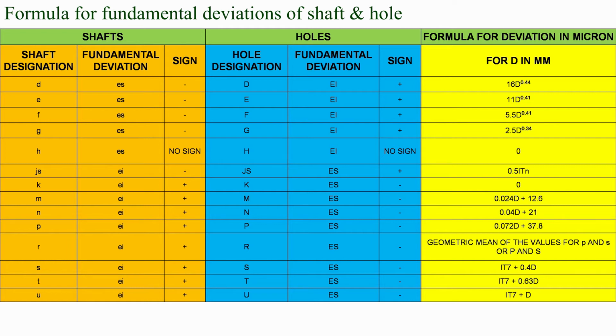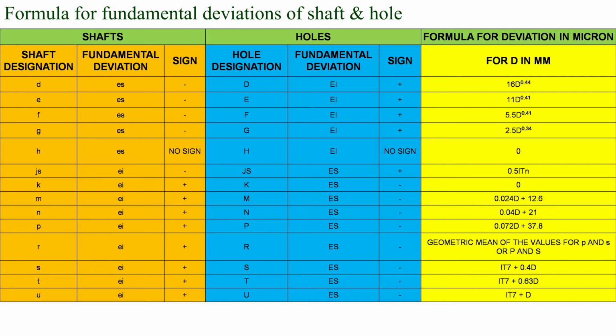This is the first chart we are going to refer. In this chart, we have 25 fundamental deviations which are given for holes from A to ZC, capital letters, and for shafts from small a to small zc, we have the basic ranges given. Small d and capital D equals 16 d to the power of 0.44. Small e and capital E equals 11 d to the power of 0.41.